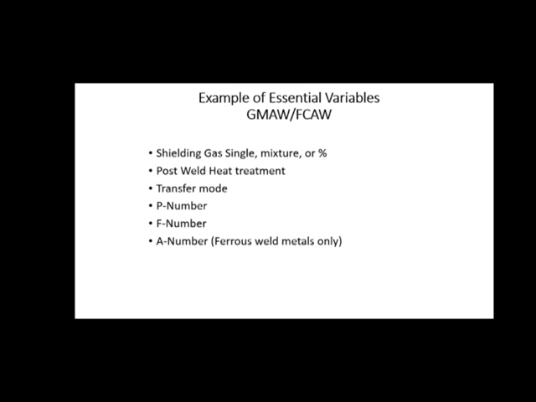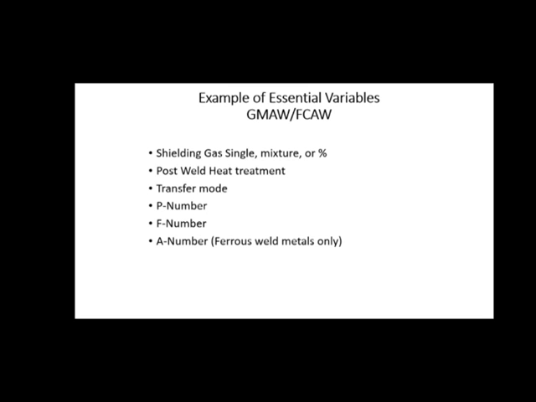P number is your base material grouping. So it could be something like a carbon steel, a titanium alloy, copper, aluminum, nickel alloys, whatever. They're all broken down into a specific P number grouping. F number is the filler material grouping. So if you're using a nickel-based alloy, you could have an F22 or F42. Aluminum would be an F22.